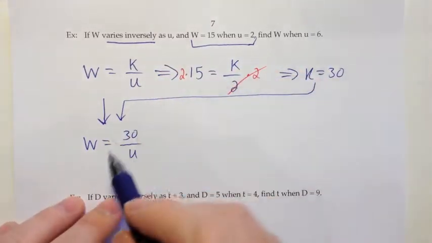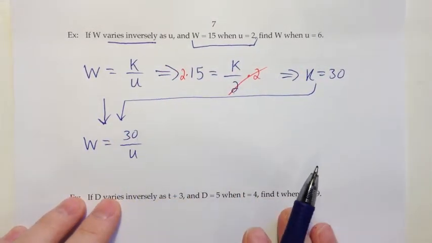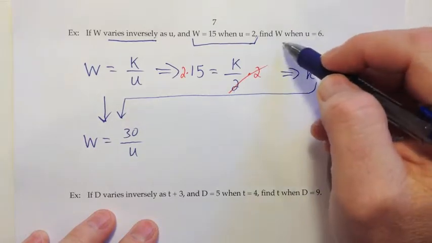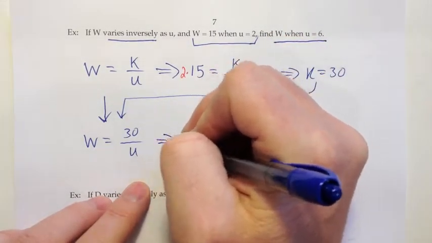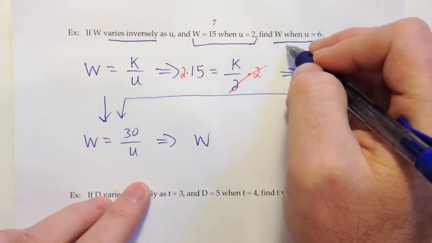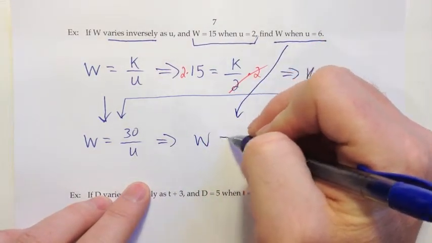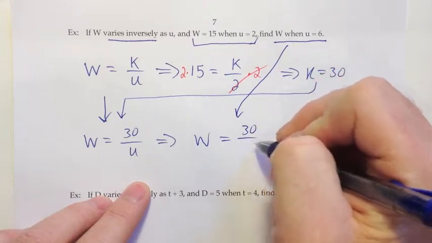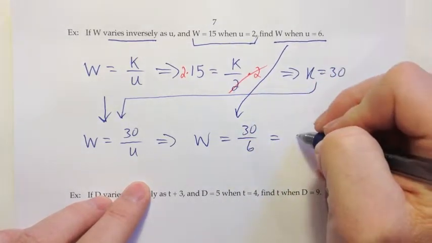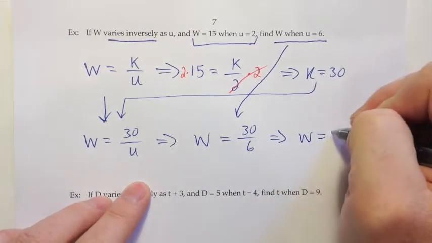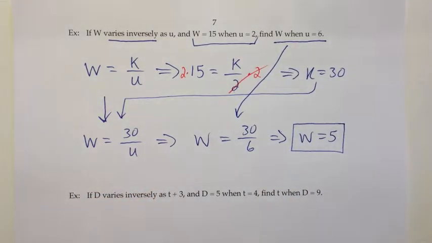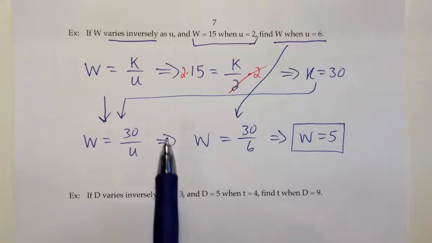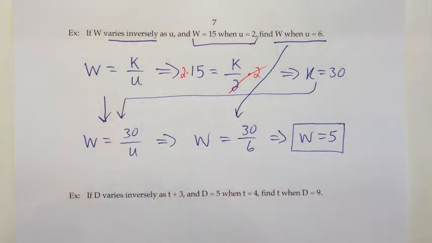And then that was the end of our last problem because they just asked us to find the equation. This one goes on and says find w when u equals 6. So since they're giving us the value of u, go ahead and draw an arrow down there. We're just going to substitute that in. 30 over 6, and then 30 over 6 is 5. So w equals 5, and that would be our answer to that one. So again, very similar stuff to what we were doing with varies directly, just doing that initial change of division instead of multiplication with the k.